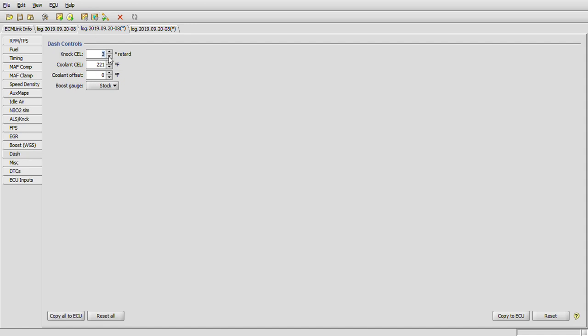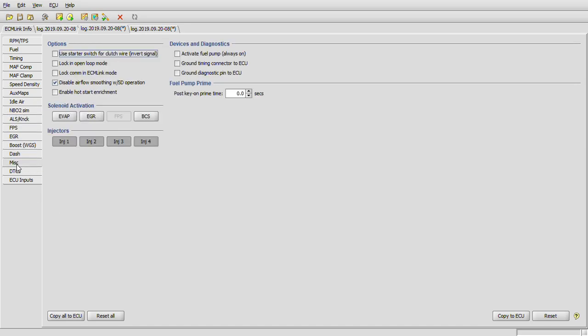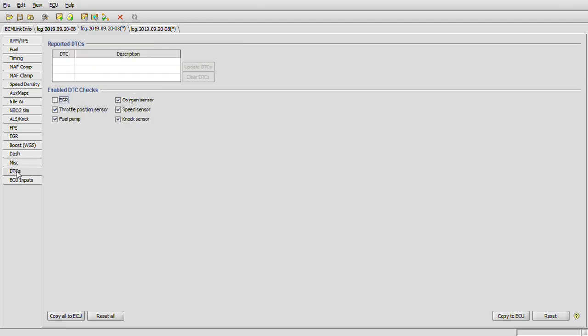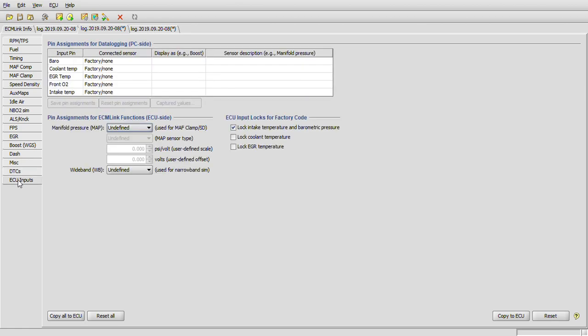If you want to be warned about these, like too much knock or your coolant temps getting too high, you could probably change these numbers, lower them a little bit. Coolant offset is left stock. Nothing really here to be concerned about. Only one we're really ignoring here is the EGR and the ECU inputs. Nothing being added here.